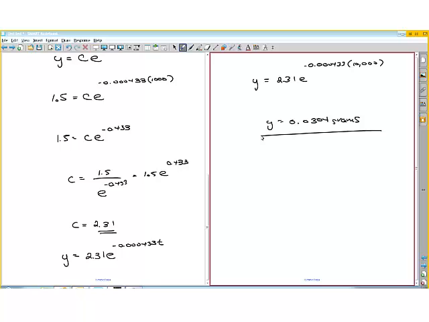Let me just check what it is. C is 2.314, which is the initial quantity. At 10,000 years, it's 0.03, which is what I got.